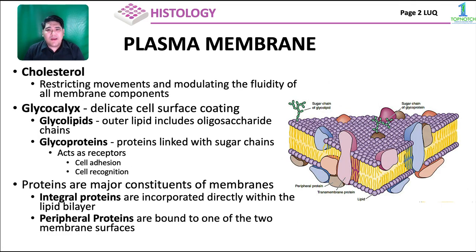Now, ano pa, di ba? Based doon sa ating previous lectures, cholesterol nyo, restricting movements, and modulating the fluidity of all membrane components. Cholesterol, fluidity of the membrane. And then we have here your glycocalyx. It's a delicate cell surface coating. Importante yan, no? Because it acts as a receptor and it also acts as a cell adhesion and cell recognition site. So you have your glycolipids, okay?